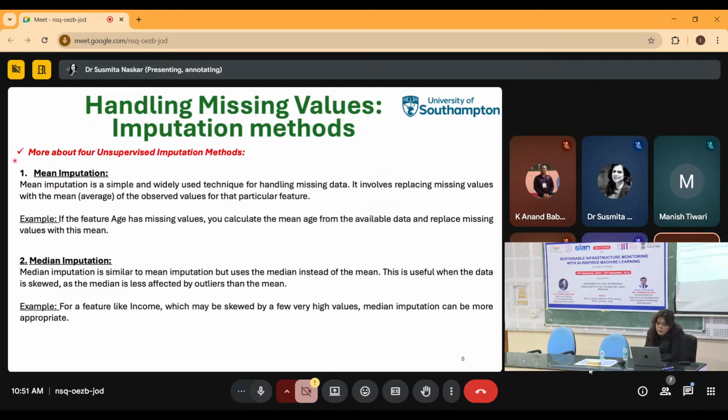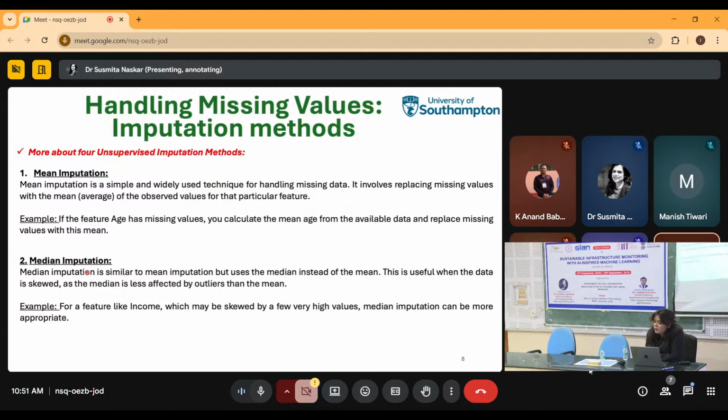And then the next one is the median imputation. So the idea is similar to the mean imputation, but here we use the median. So basically we replace the missing value in a numeric feature with the median of that feature. The previous one was replacing with the mean, this one we are replacing with the median. Again, it is also very robust. It preserves the central tendency better under skew, but it does also have some limitations.